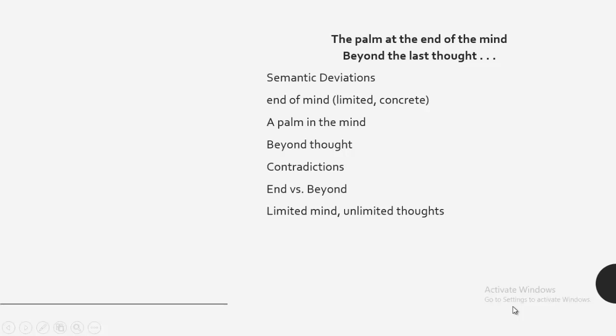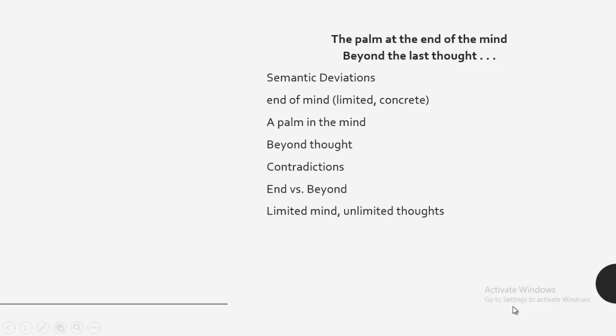So if we say beyond thought, away from that thought, after that thought, it again presents the concept of thought as something physical, that there is a thought and there is something beyond that thought. So again, thought is something abstract and you cannot have beyond. So there are many contradictions here, semantic deviations, deviations regarding the meaning of these words.